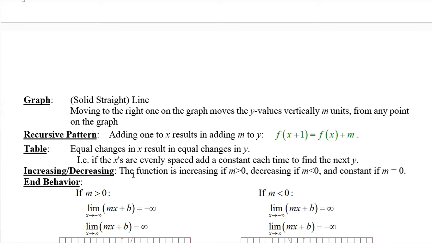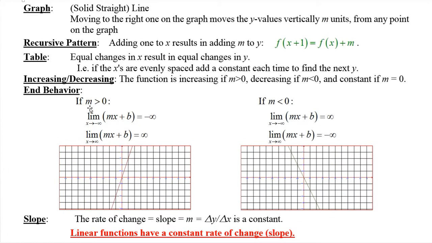Now, if the m is positive, a positive slope says the function is increasing, and a negative slope says the function is decreasing. If m is 0, then this reduces to a constant function. If m is greater than 0, and you take the limit as x goes to infinity, it increases without bound, so it goes to infinity. As x goes to negative infinity, we go way out the left, it goes down forever.